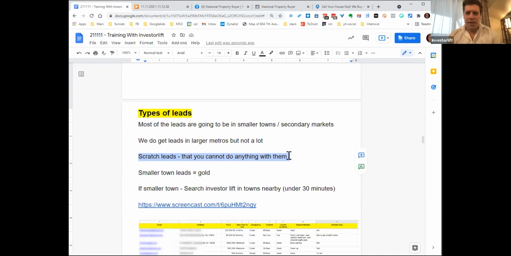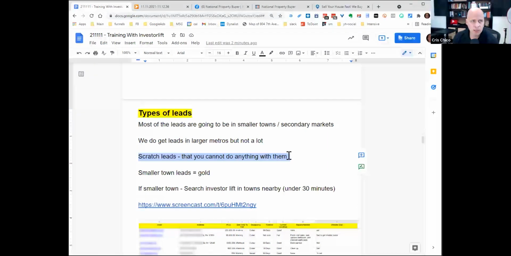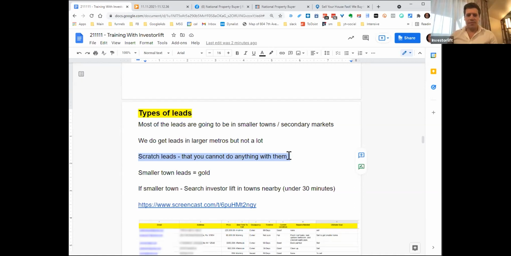What percentage do you think that is? If you got 10 leads in through a Facebook campaign, what percentage do you think are going to be scratch right off the top? I would say out of 20 leads, there's at least 2 to 3 that are kind of scratched, like 10-15%. Yeah, that's not too bad.